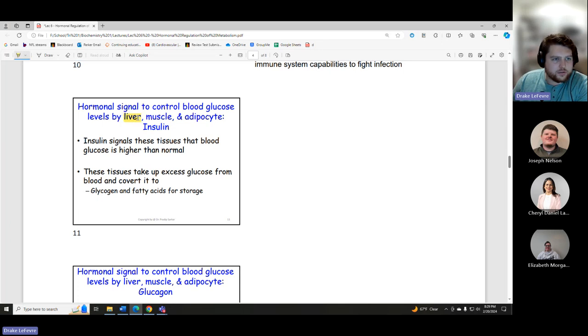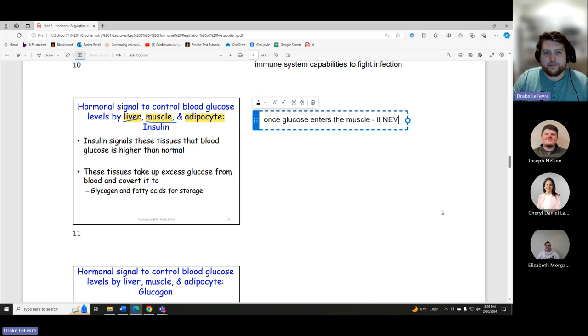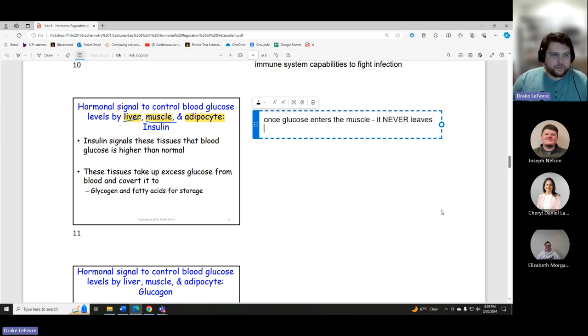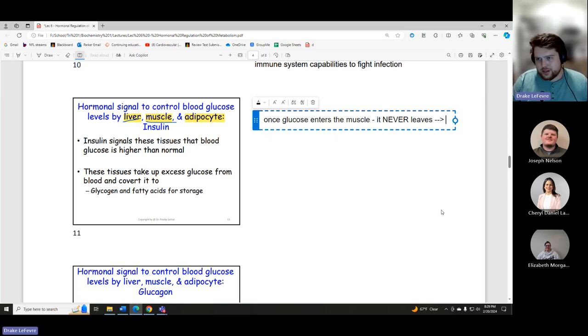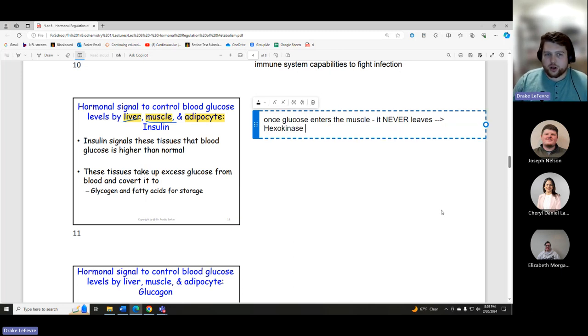Big focus: the hormonal signal for blood glucose is in the liver, the muscle, and the adipocytes. The big ones we focus on are liver and muscle. The key thing to understand is that once glucose enters the muscle, it never leaves. It physically cannot leave. That's because when it enters a muscle cell, it gets phosphorylated by an enzyme called hexokinase. You'll learn about that again in the future. I'm just introducing the word to you now. It gets phosphorylated by hexokinase, and in order to leave the cell, it would have to break that phosphate bond. Because that's a high energy bond, it's not going to be able to do that on its own. And we don't have an enzyme to break it and let it go out. So it never leaves the muscle cells.